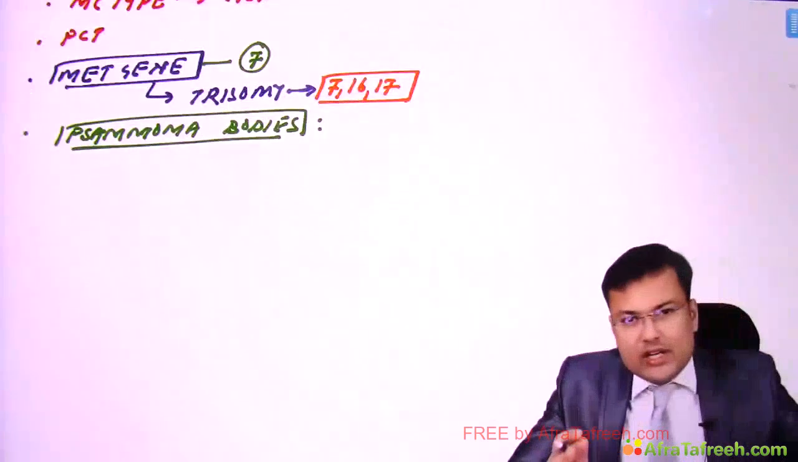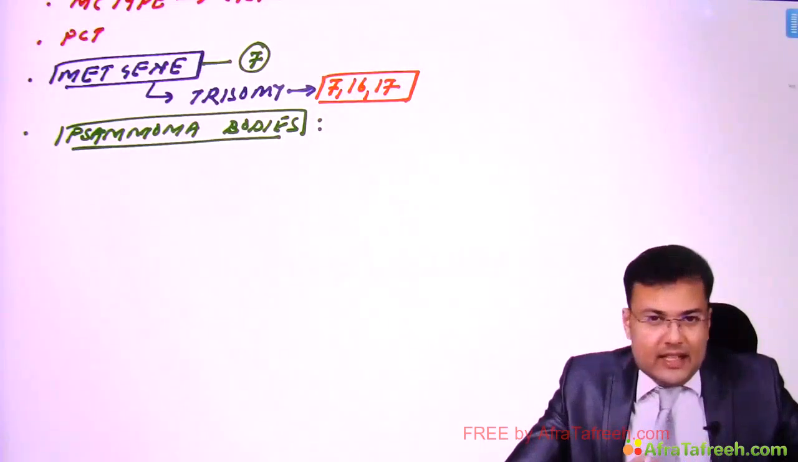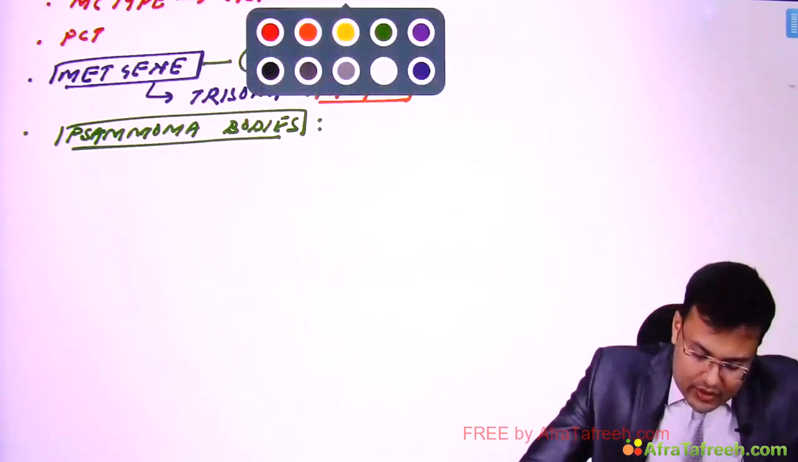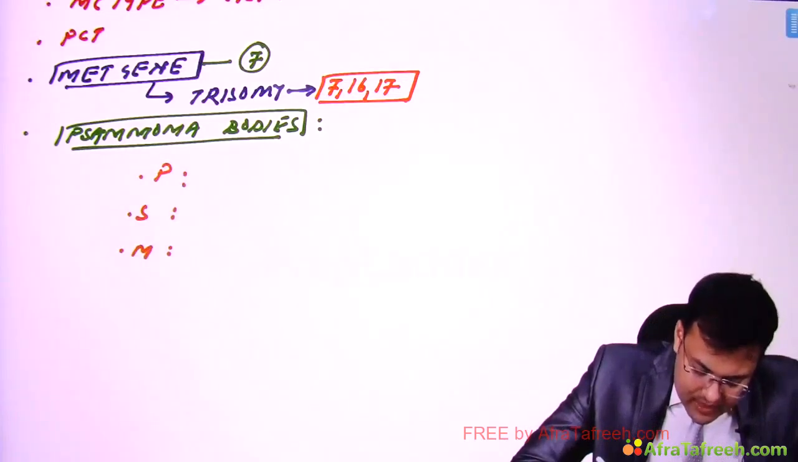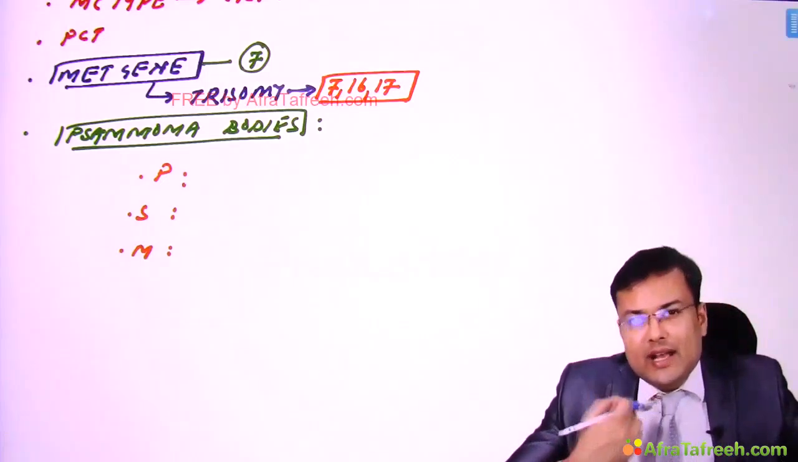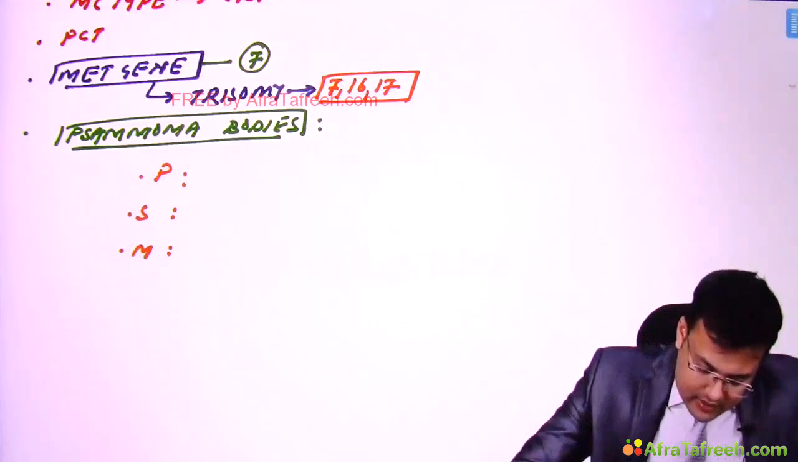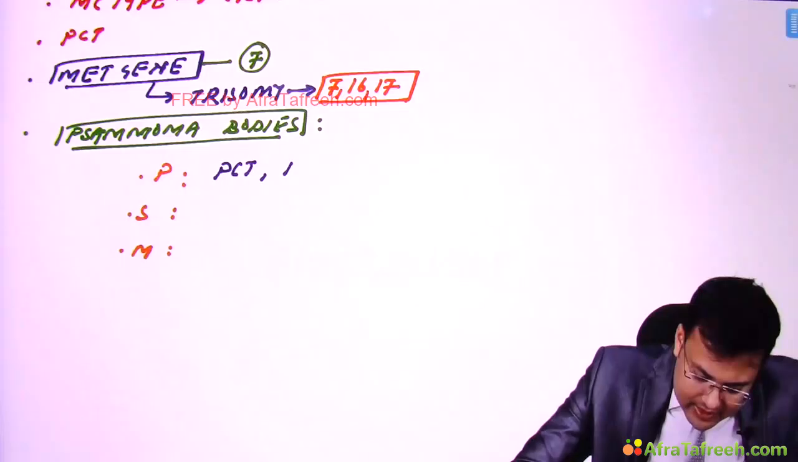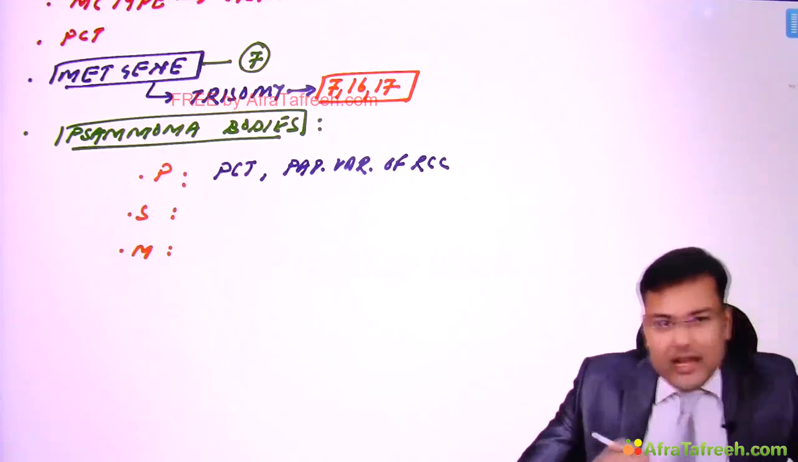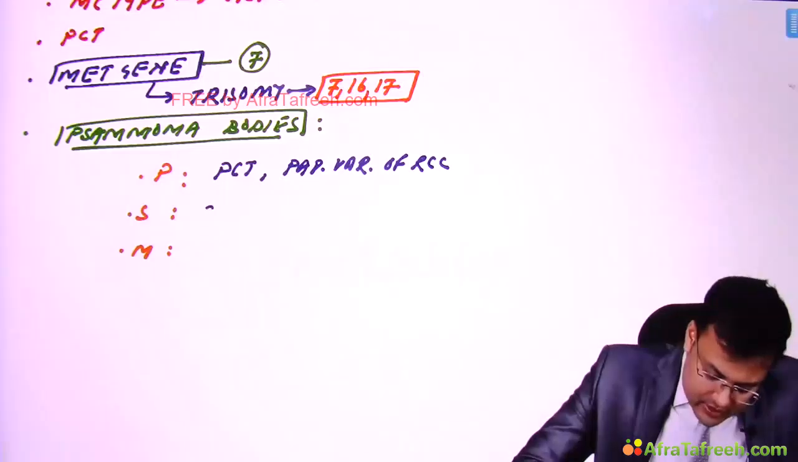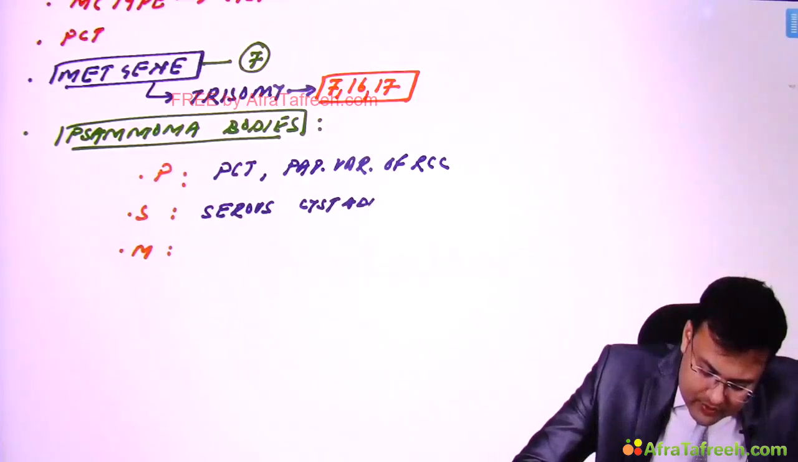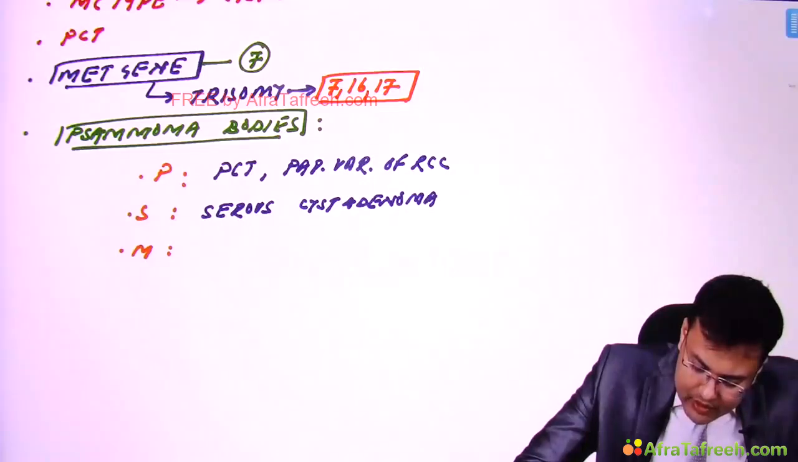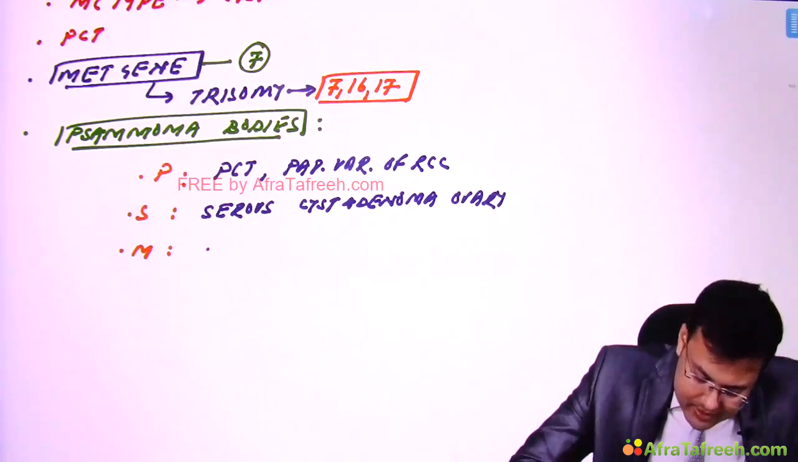We discussed the other tumors in which Psammoma bodies are seen, and the mnemonic is PSM. P means papillary carcinoma thyroid and papillary variant of RCC. S means serous cystadenoma ovary. And M means meningioma.